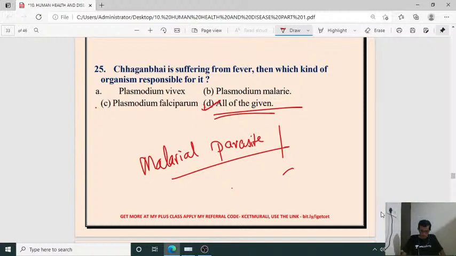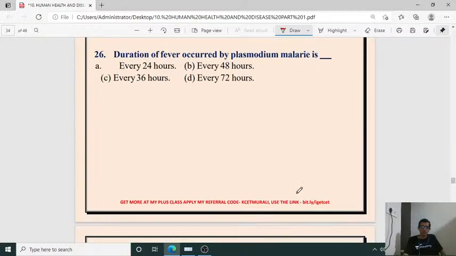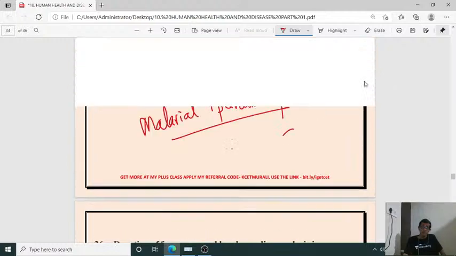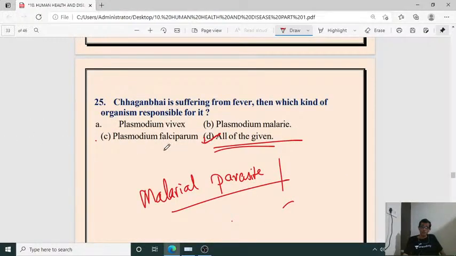Yes, for 25th, all of the above is the right answer. All of the given. Yeah. Next, 26th question. What is the duration of fever caused by Plasmodium malariae? So intermittent fever will be there. It is every 72 hours. We can observe the occurrence of fever, but high fever will be there in Plasmodium falciparum. Remember, Plasmodium falciparum is the more virulent and life-threatening type out of the different types of Plasmodium.